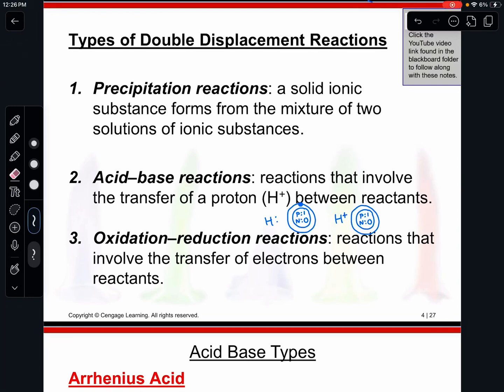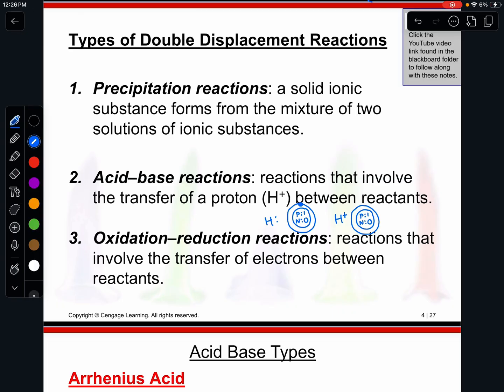All right, so there are three types of double displacement reactions we're going to talk about. The first is a precipitation reaction, which is basically just the creation of a precipitate as a product, and we'll talk about what that is in a few moments, but again, that is some sort of solid product, okay?